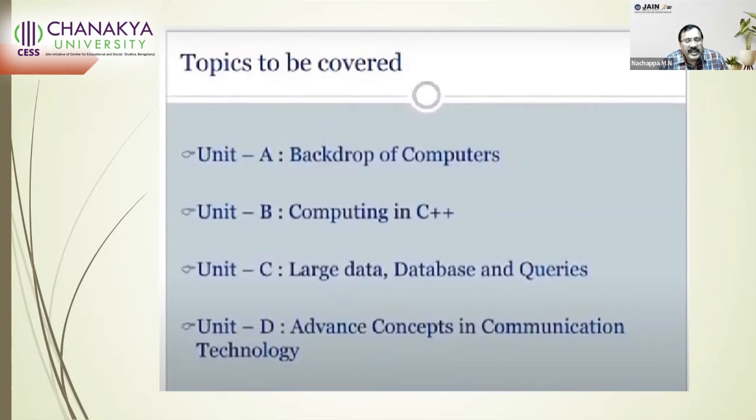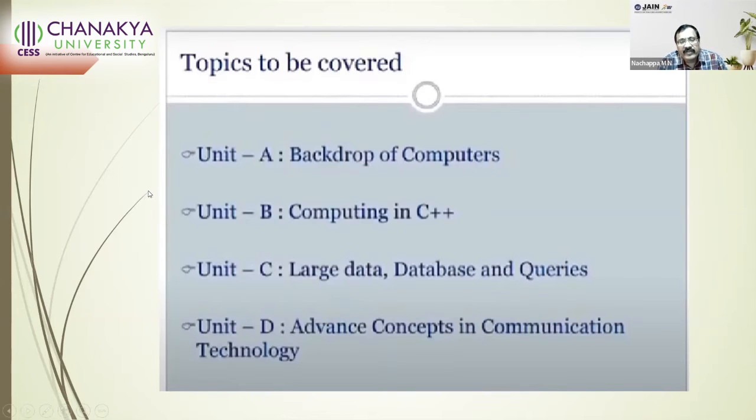The second unit is programming concepts. We are learning one programming language called C++. Part of this language you learned in the first year, and the major part of it will be covered here. The third unit is related to database management system. Questions related to that: what is data, what is a database management system, and what are the different ways in which we can organize data? All this will be studied in the third unit.